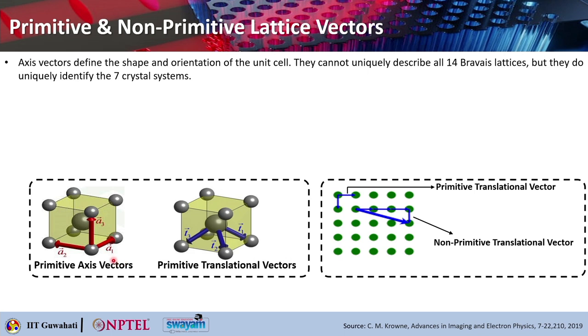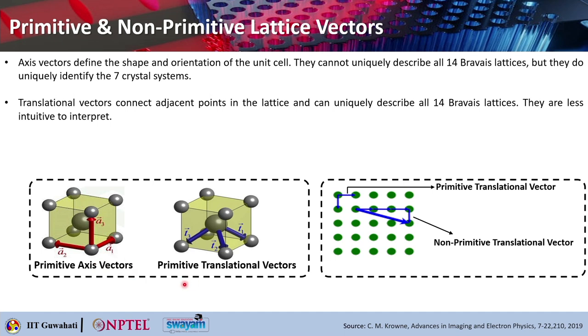So here you can see that these axis vectors cannot uniquely describe the 14 Bravais lattices, but what they can do is uniquely describe the 7 crystal systems. So you can also think of translational vectors like T1, T2 and T3, which connect the adjacent points in the lattice, and this can be used for describing the 14 Bravais lattice systems.